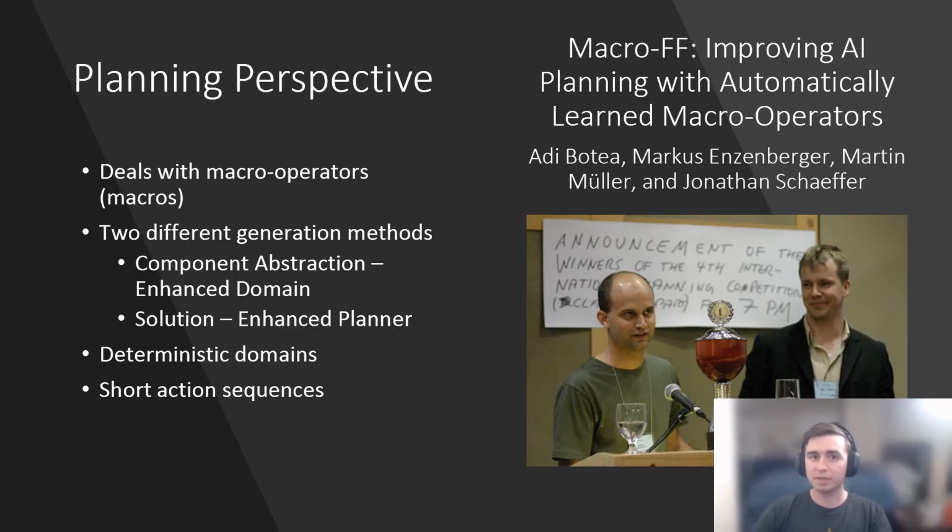From the planning perspective, the paper we'll be reviewing is Macro-FF: Improving AI Planning with Automatically Learned Macro-Operators. This paper deals with macro actions as macro operators, also known as macros. It uses two different generation methods, one being component abstraction, enhanced domain, where an original STRIPS domain is enhanced to add support for macro actions, and solution enhanced planner, where the actual planner is enhanced to add support for a separate type of action as the macro actions. It uses deterministic domains and generates short action sequences. This picture comes from the International Planning Competition, where this planner was used to win 3 of the categories.